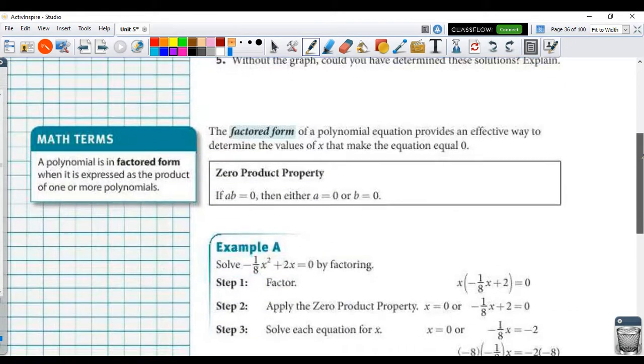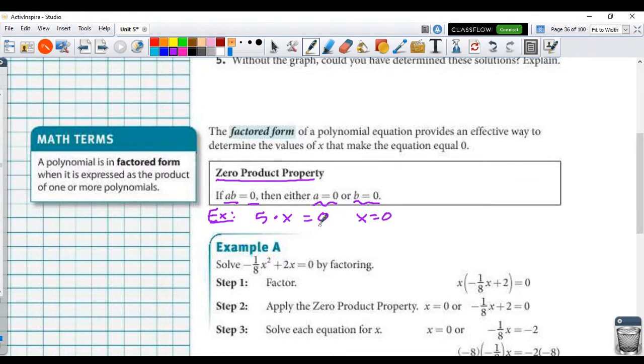Okay, so if you don't have a graph and you want to tell what the x-intercepts would be of your graph, you can do that using the factored form of your polynomial equation. So what we're going to use is something called the zero product property. This just says that if we multiply two things together and they equal 0, then one of those things had to equal 0. So just as a quick example, if we did 5 times x is equal to 0, what does x have to be? It has to be 0. That would be the only thing that would make this equation true.